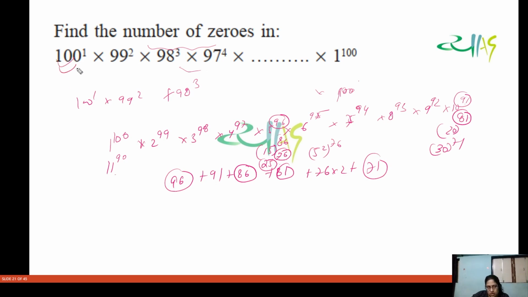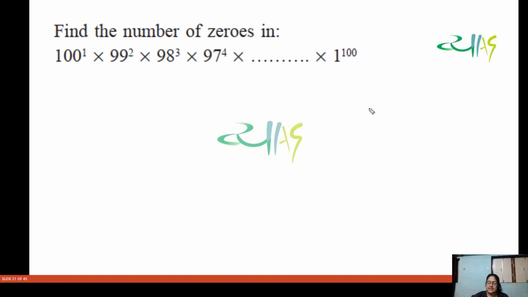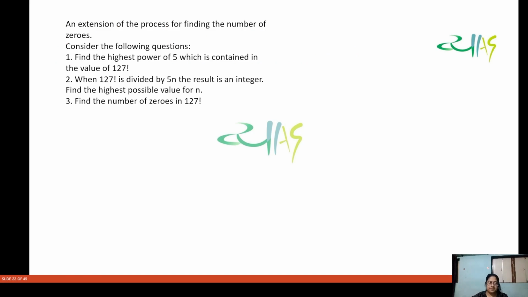Now I have told you the logic of this number. You have to calculate this very carefully. Okay, and I will give you this question in the practice sheet as well. All right. Already I have given you this hint.